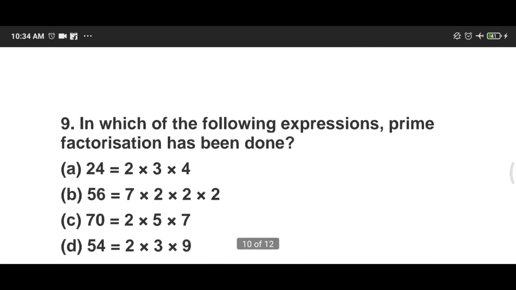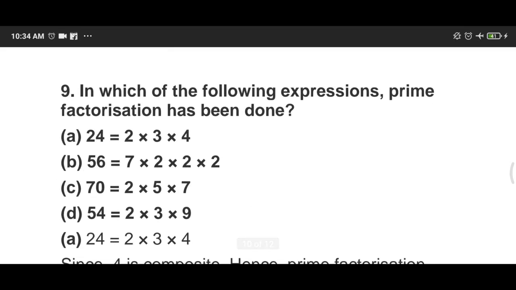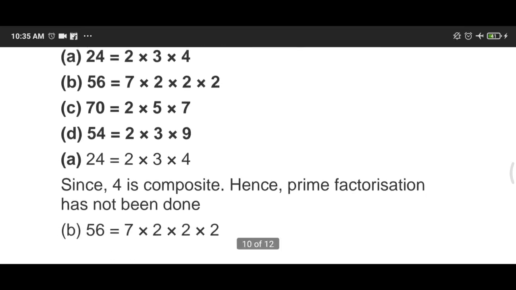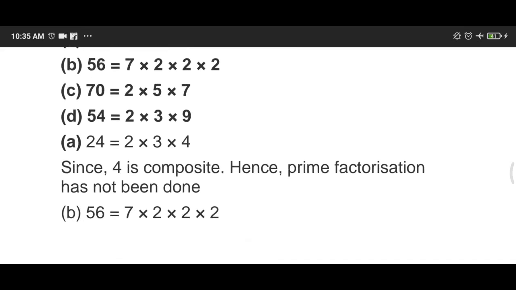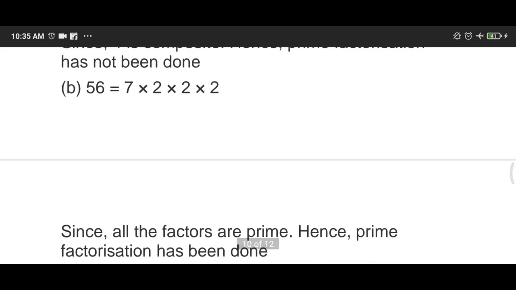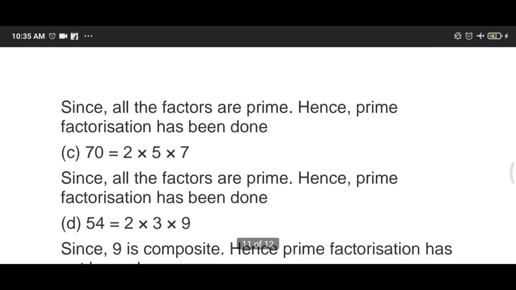Now question number 9. In which of the following expressions has prime factorization been done? Prime factorization means we have to divide the number by using only prime numbers without taking any other number. Now in the first one you can see 24 is equal to 2 into 3 into 4. Here you can see 4 is a composite number, so it is not a prime factorization. Now in 56, 7 into 2 into 2 into 2, you can see all the factors are prime, meaning prime factorization has been done.